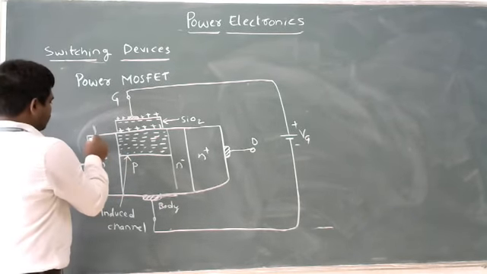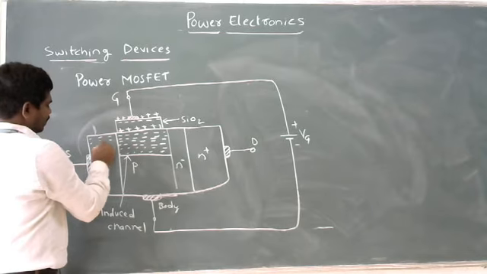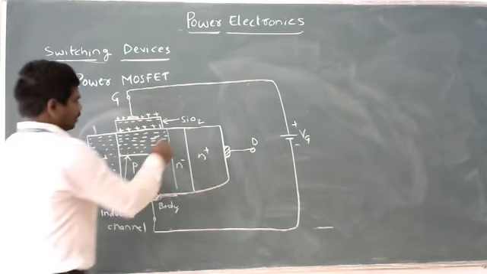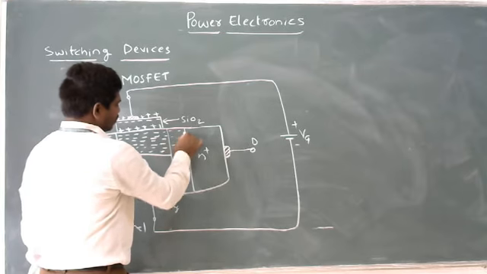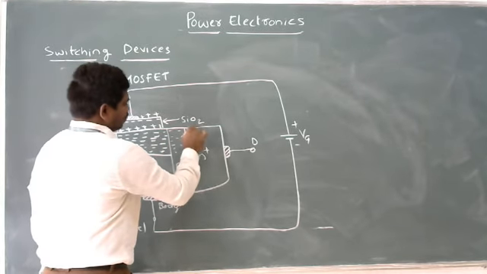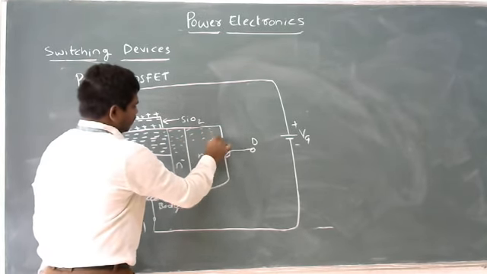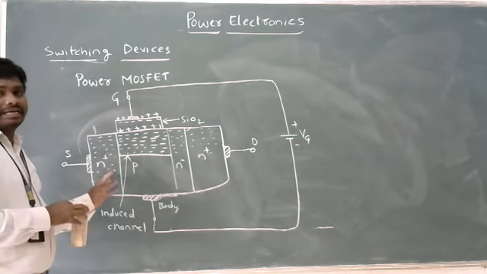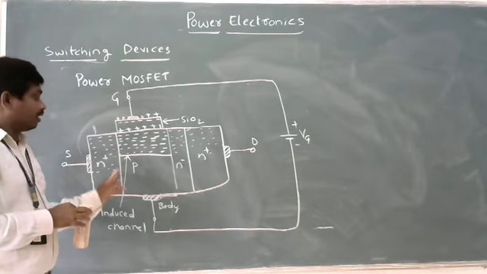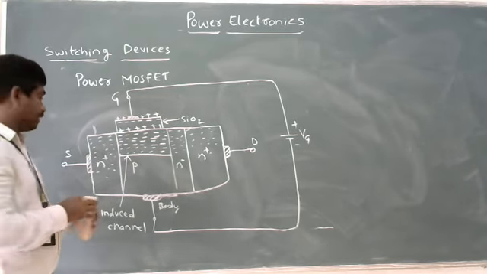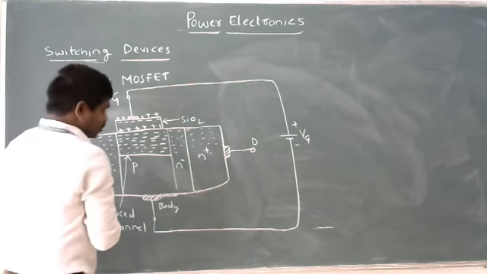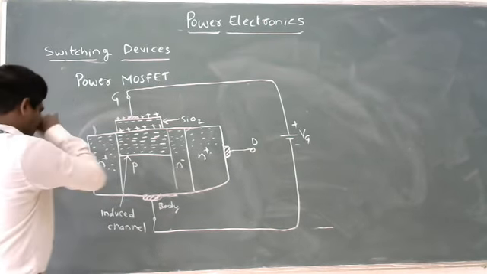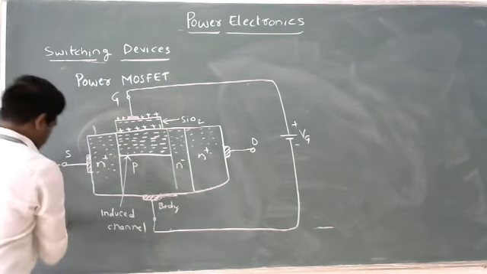Here also majority carriers are electrons. Means there is a path created inside the MOSFET with the help of the capacitance property. Like that, our current is going to flow from the source to drain through the device.